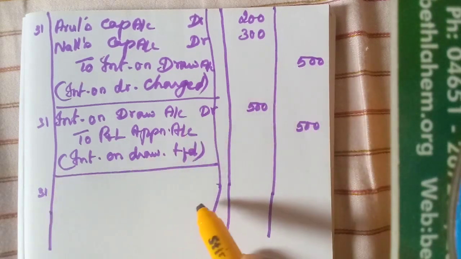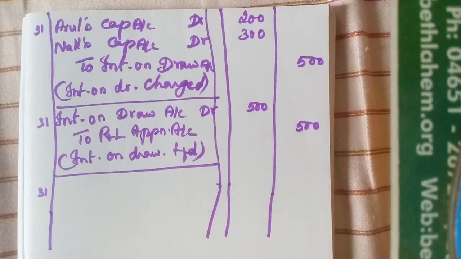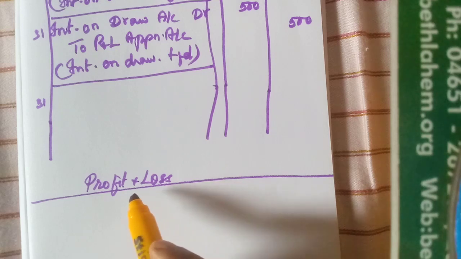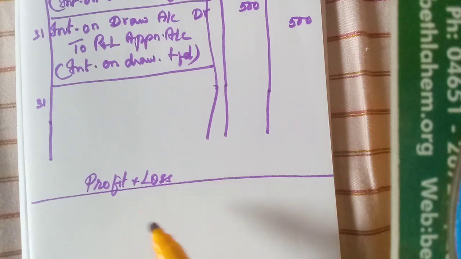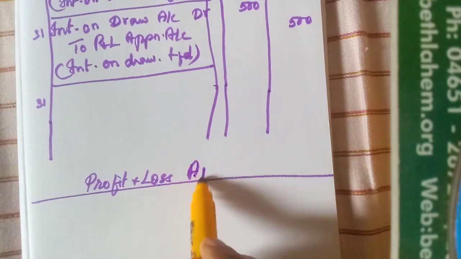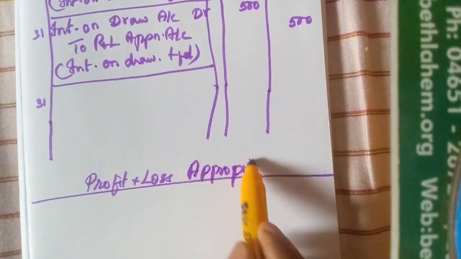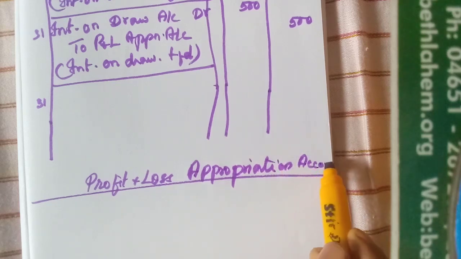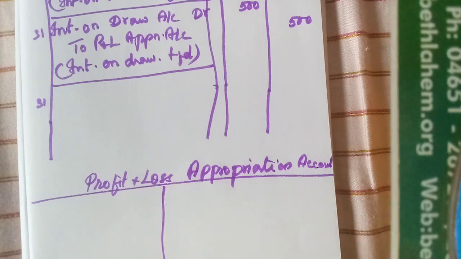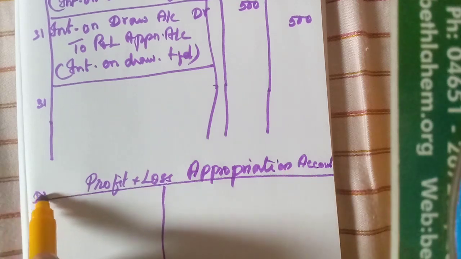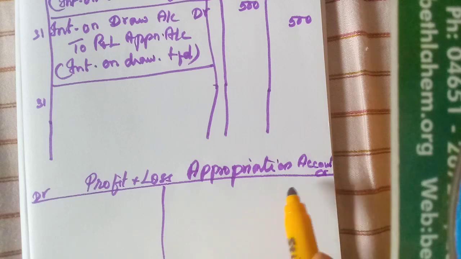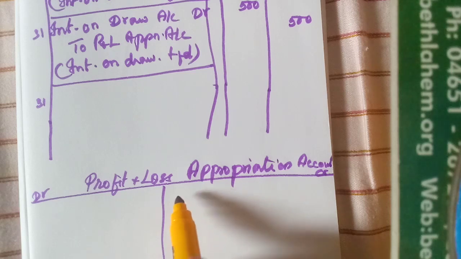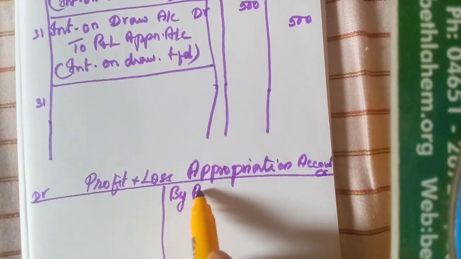Then one more entry we need to write after preparing the profit and loss appropriation account. The profit and loss appropriation account must be prepared. It is an account, so we have to use 2 pages. Debtor, creditor, 2 pages we have to use. Then we should credit with profit and loss account, by profit and loss account.